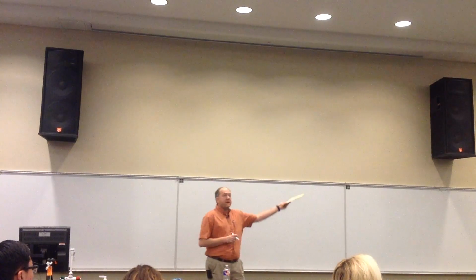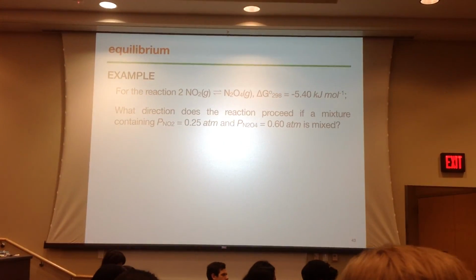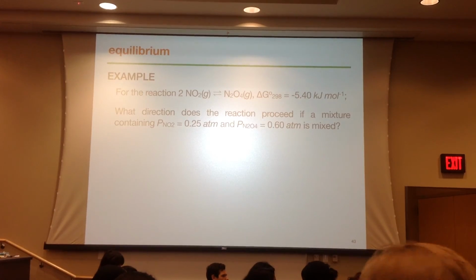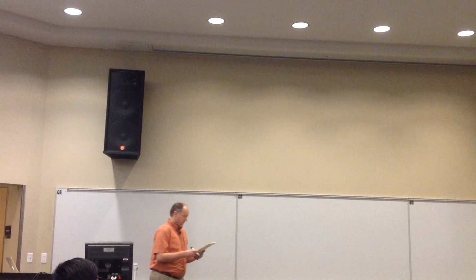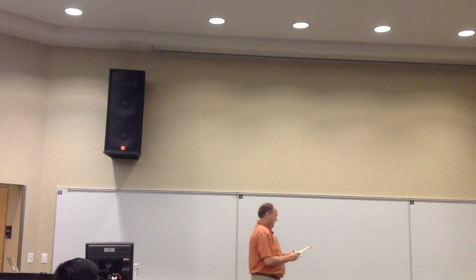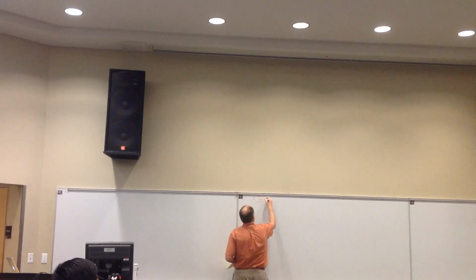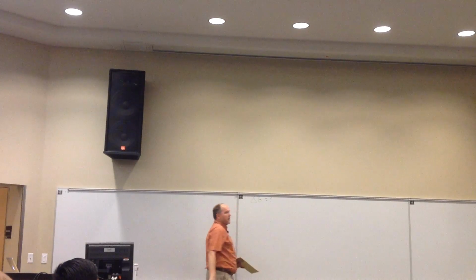Now, if I had a big K value, I just compute Q and I'm done. But I don't have a big K value. Okay? Since I don't have a big K value, I'm going to have to use Gibbs free energy in order to predict this. All right? So, this problem, even though it doesn't look like it, is asking me to calculate delta G.